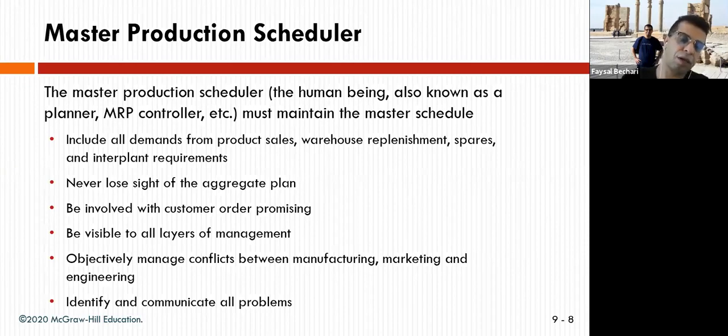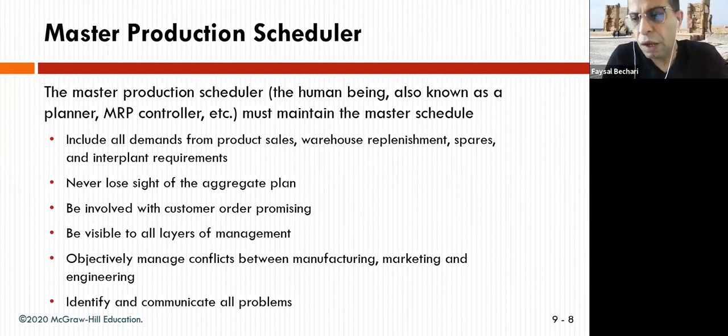So if you have 10 units before the scheduling, and the MPS is asking for 100, you already have 10 units, so you need to produce 90 units. So it's not losing sight of the aggregate plan. And it is involved with customer order promising. It looks at the timing, what time it's supposed to be delivered, and acts accordingly.